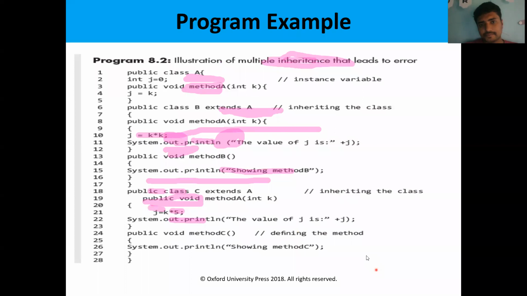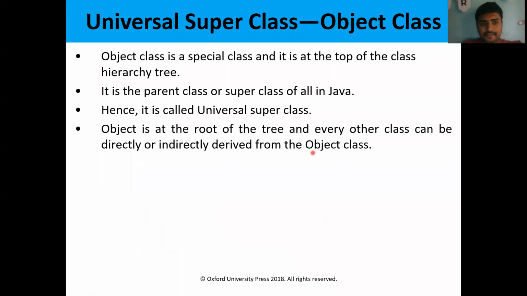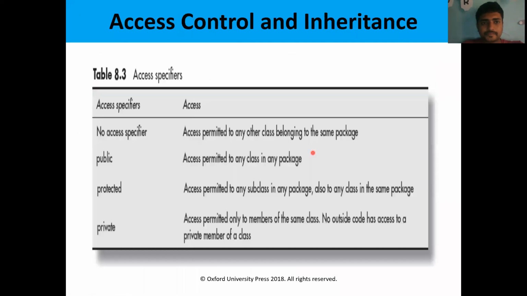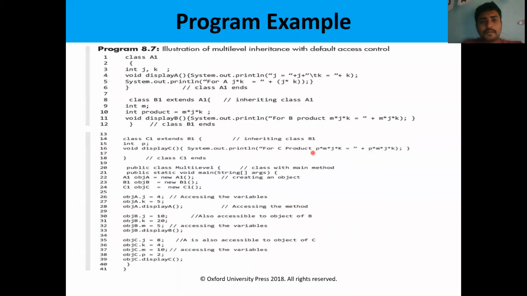Next one, multi-level inheritance. Let us see that. Multi-level inheritance means A is the superclass, B is the subclass. B extends the properties from A. In the next level, C is the subclass which extends the properties from class B. So class B is the superclass for class C.